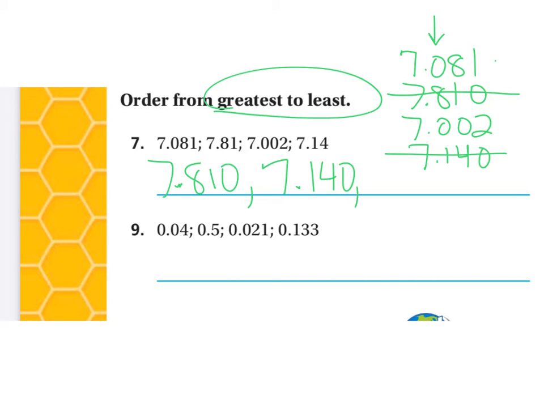Now that I have those 2 left, it's kind of easy to spot because really when I'm comparing, it looks like I'm comparing 81 to 2. Well, 81 is much bigger than 2, so my next official one that goes on my list here would be 7 and 81 thousandths. And then process of elimination gives me down to 7 and 2 thousandths being my smallest.